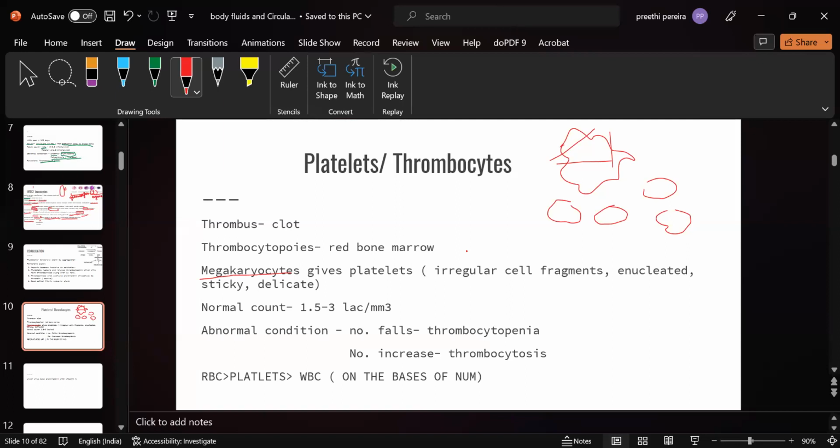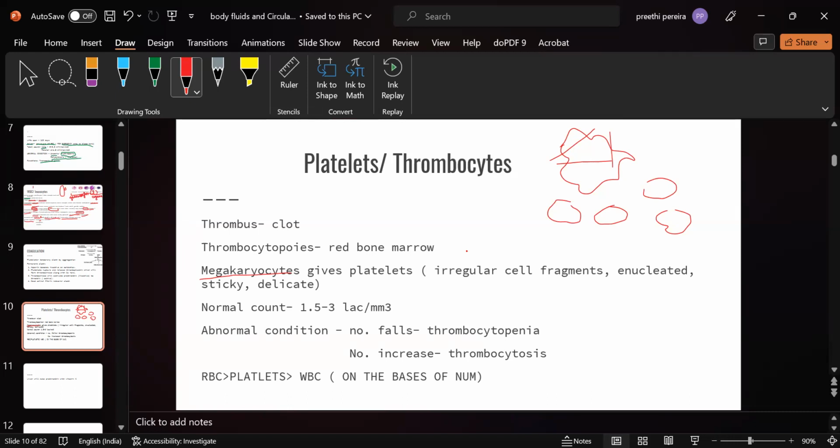You might have heard that in dengue disease, what happens? Platelet count decreases. Platelet counts fall down. From 1.5, it starts falling down. Abnormal conditions: the fall of platelets. If the platelet number decreases, the fall of platelets is known as thrombocytopenia. Anything ending with penia means fall of those cells. Increase is known as thrombocytosis.